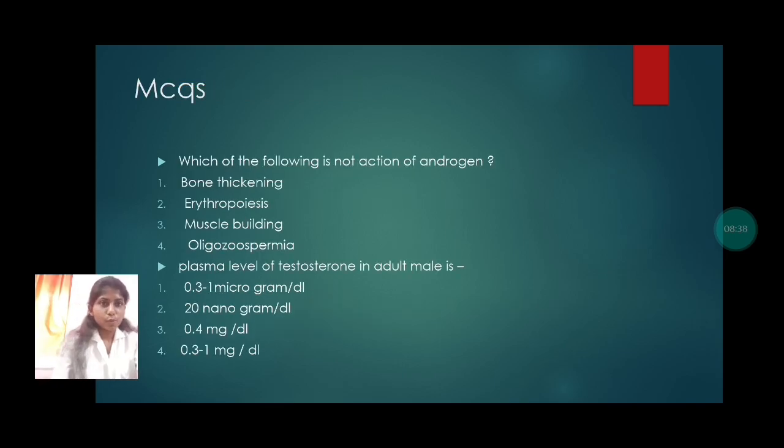So we will shift to the MCQs. Which of the following is not an action of androgen? Bone thickening, erythropoiesis, muscle building, and oligozoospermia. The answer of the first MCQ is oligozoospermia. Second MCQ: the plasma level of testosterone in an adult male is, option 1, 0.3 to 1 microgram per dl, 2, 20 nanogram per dl, 3, 0.4 mg per dl, and 4, 0.3 to 1 mg per dl. Its answer is 0.3 to 1 microgram per dl.